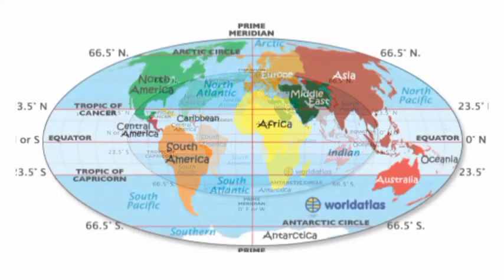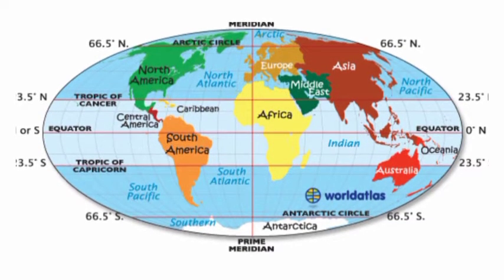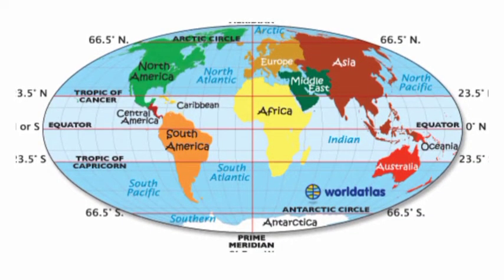Next is the importance of latitude, the uses of lines of latitude. The lines of latitude, in conjunction with the lines of longitude, are used to determine the exact location of places on the atlas map. Also, they are used to calculate the distance between two places on the surface of the Earth.